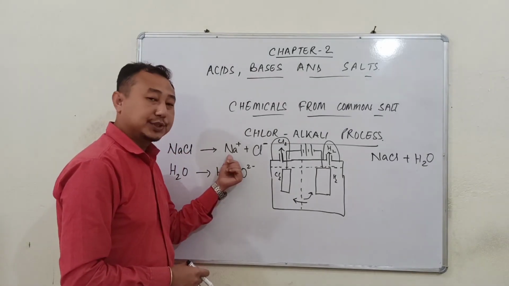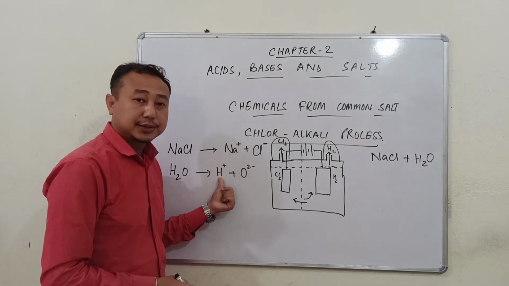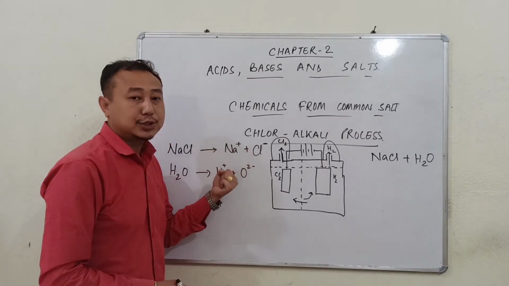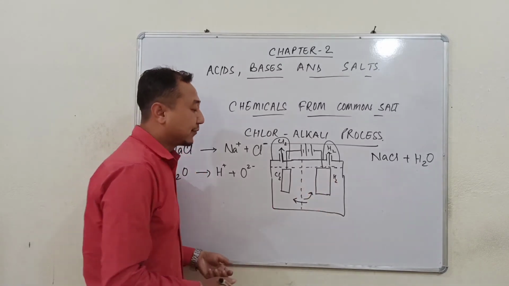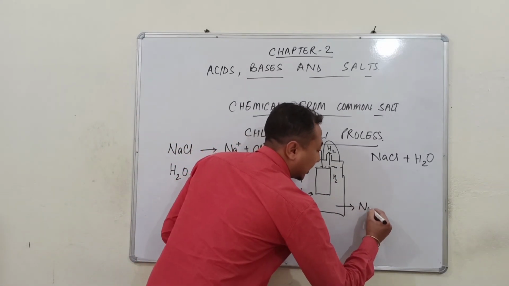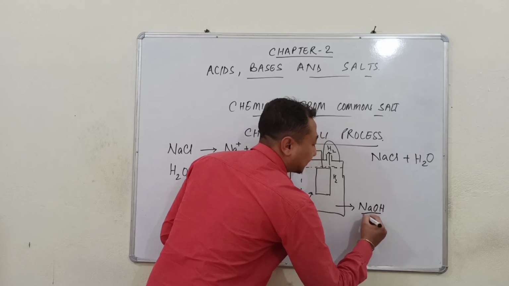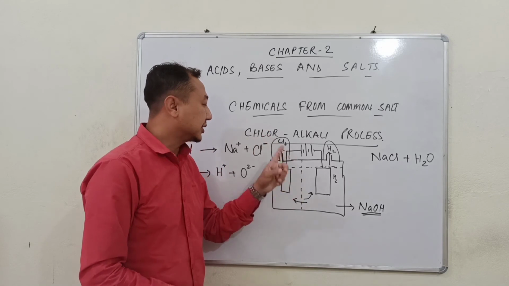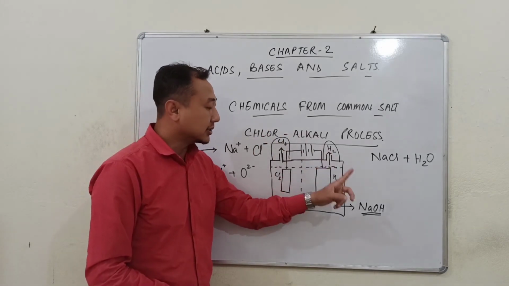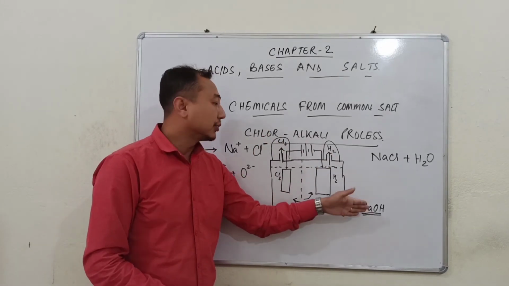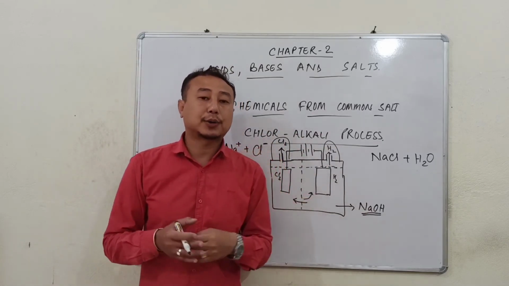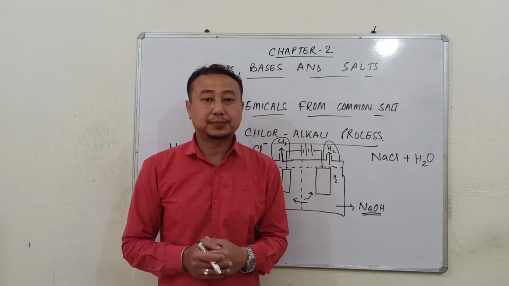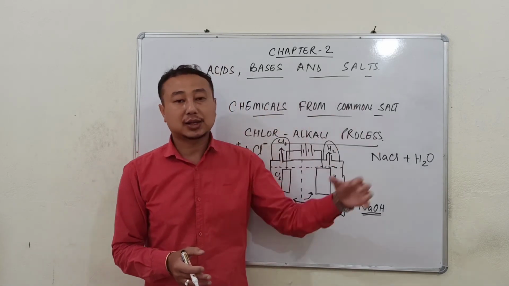The sodium ion which carries positive charge, some amount of the hydrogen ion, and the oxygen which are left over combine together near the cathode and form another substance known as sodium hydroxide. So during this chlor-alkali process, we obtain three different substances: chlorine gas, hydrogen gas, and sodium hydroxide. These three substances are separated out and used separately in different fields depending upon their requirement. So this is about the chlor-alkali process.